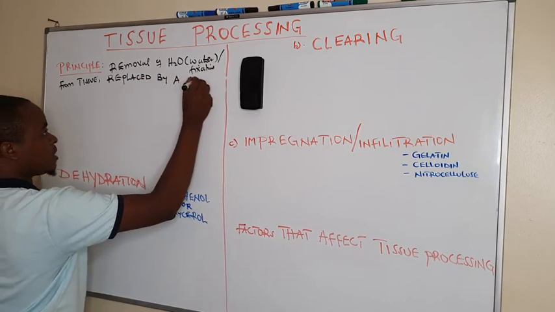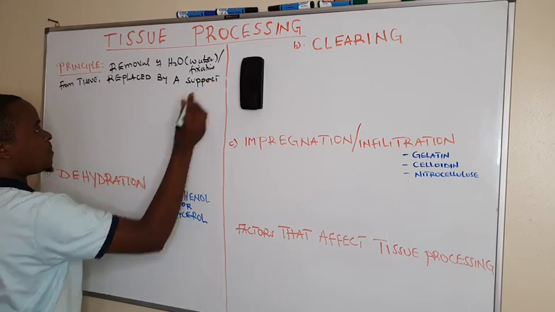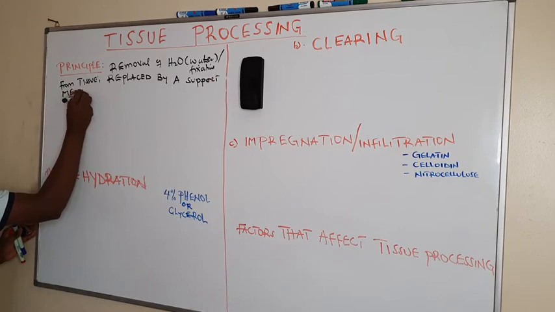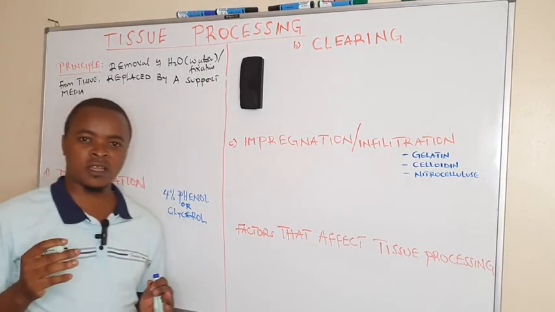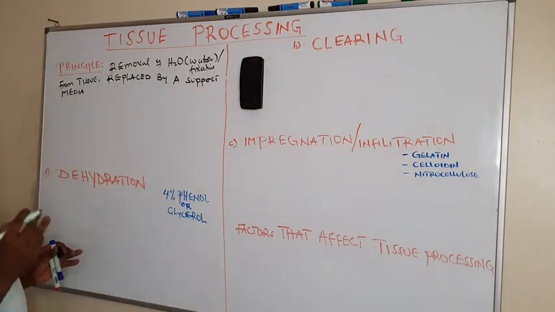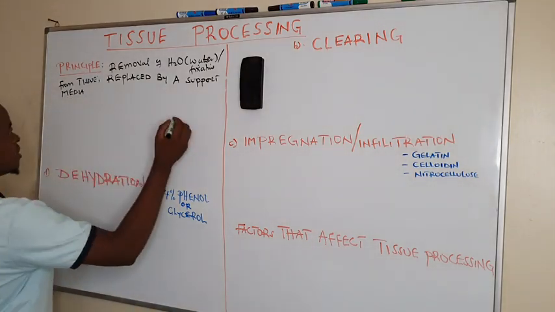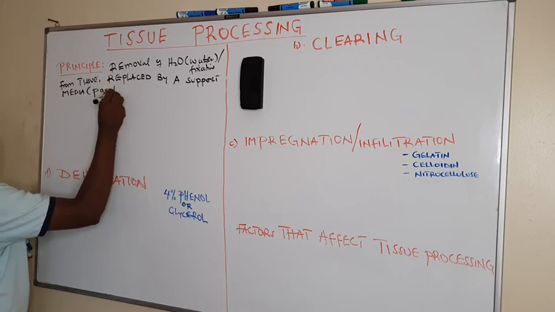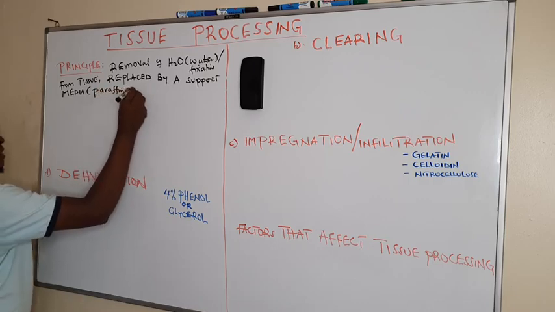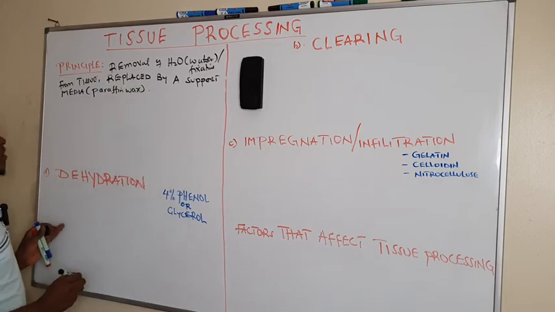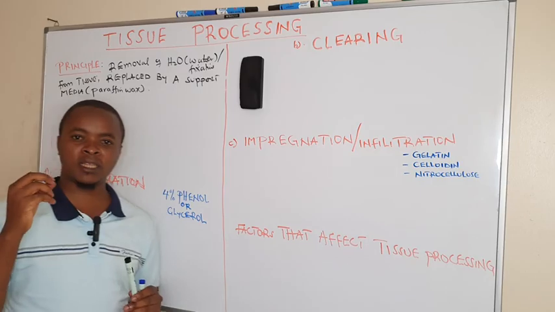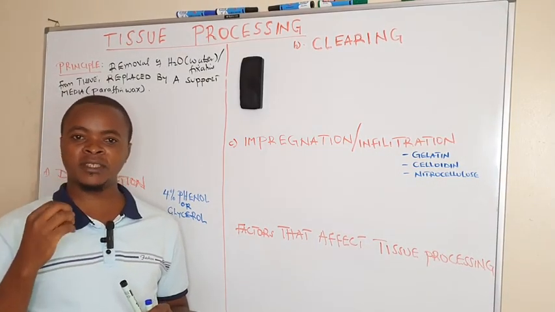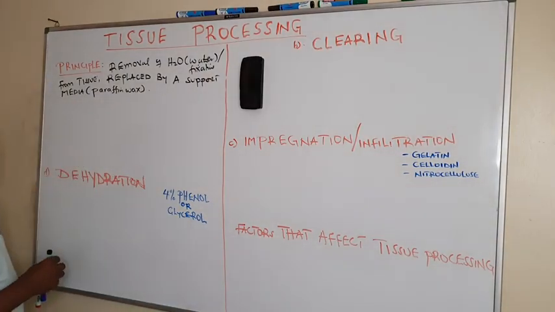Here we replace it with a support media, and the support media normally used majorly is paraffin wax, and sometimes we can use celloidin or we can use gelatin. But the most commonly used among the support media is paraffin wax. Paraffin wax is routinely used as a support media. And this support media is the one that provides rigidity and firmness to ease tissue cutting or microtomy.